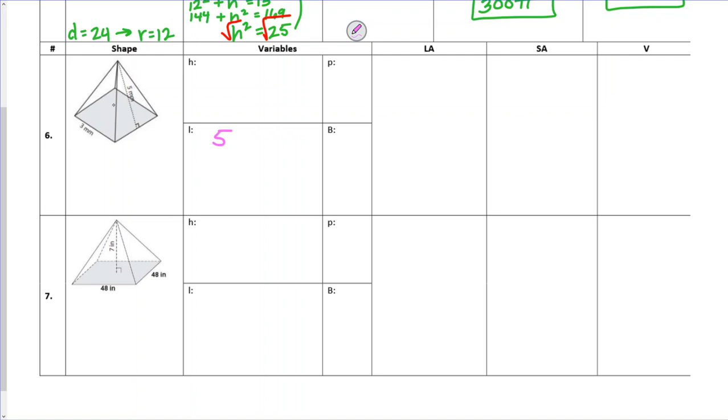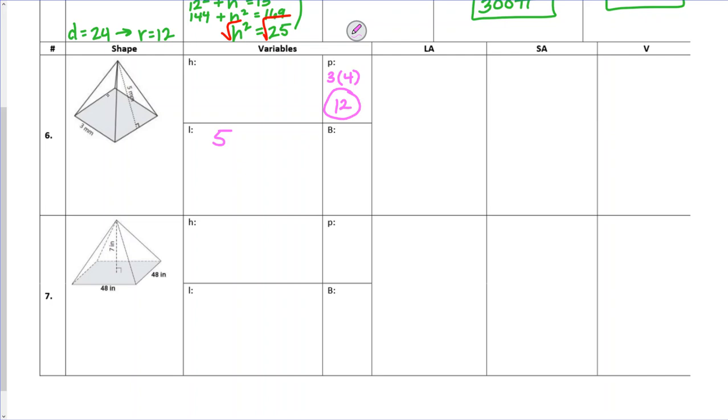H is the point straight down, which I don't have. P is the perimeter of the base. Well, the base is a square, and to find the perimeter, we add up all the sides. So 3 plus 3 plus 3 plus 3, or a faster way is we take one side and multiply it times 4. So 12 is my perimeter.